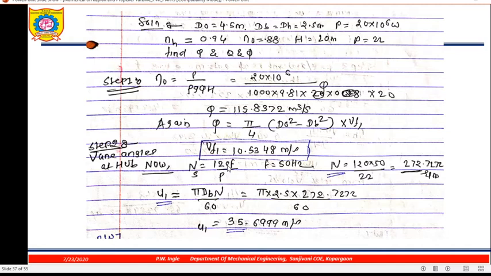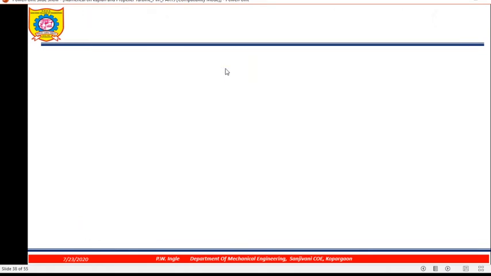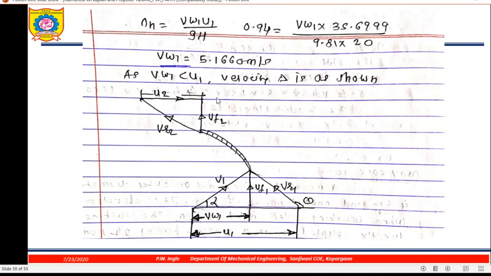Now synchronous speed, it is 120 F by P. Why 120 F by P? Because the number of poles is given. If the number of pairs is given, then it is 60 F by P. So F is 50 Hz. So you are getting N as 272 RPM, something RPM. Now U1 is pi DB N by 60. That is U1 at the hub diameter. It is 35.699. Hydraulic efficiency is VW1 U1 upon GH. So VW1 you are getting 5.166, and U1 is how much? Yes, U1 is 35.